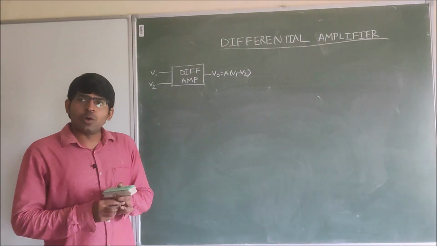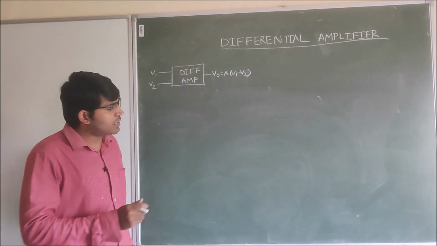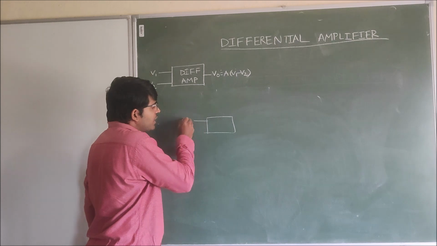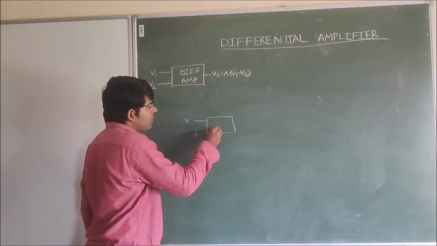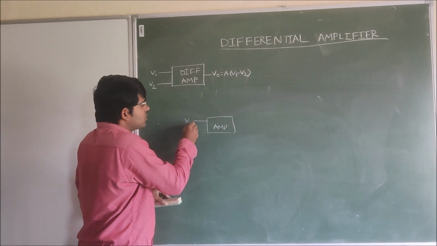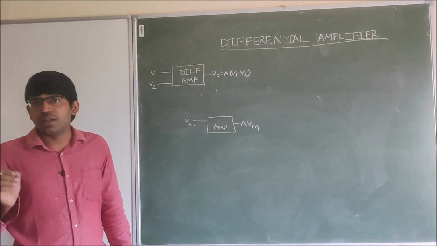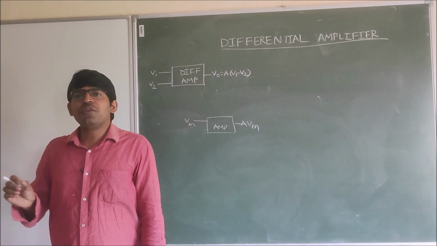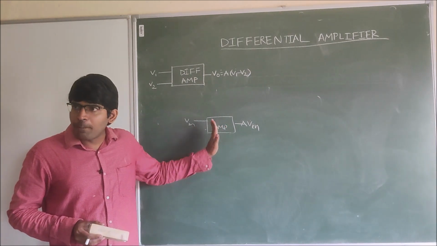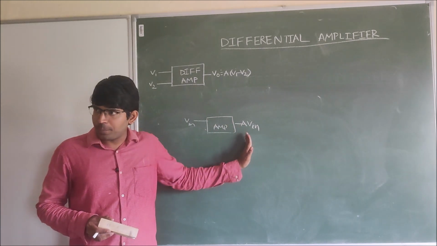Now we are discussing the differential amplifier. In the last semester, you studied that when we give a signal to an amplifier, if Vin is the input signal, then the output will be A Vin. If the output is A Vin, then we say this amplifier is amplifying the signal with a gain A.